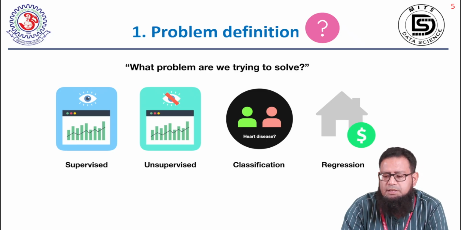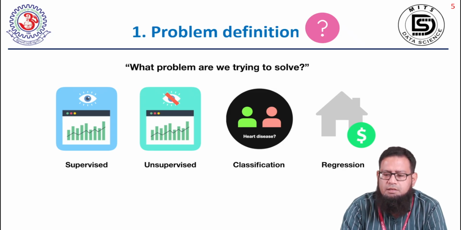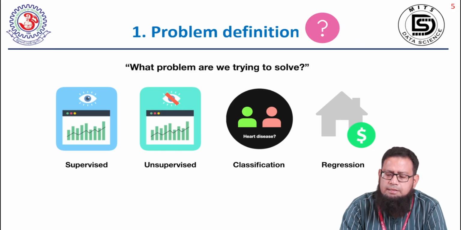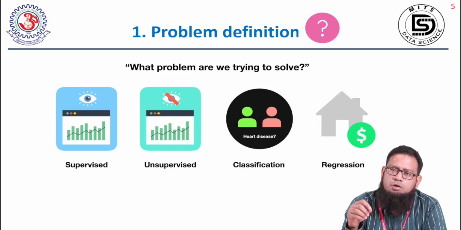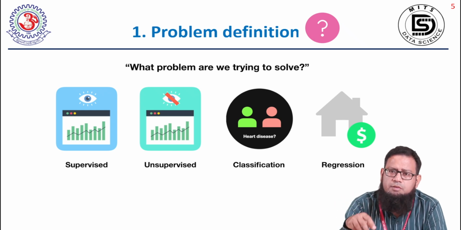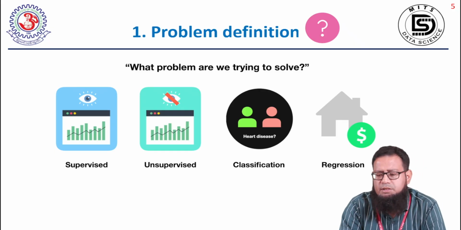Supervised learning has two major parts: classification and regression. You can see on the right-hand side a classification example of whether a person has heart disease or not. In a classification problem, your label data are categorical, with discrete values like yes or no, 0 and 1. Whether a person is a smoker, yes or no, is also classification. So if your label data is categorical, it comes under classification.